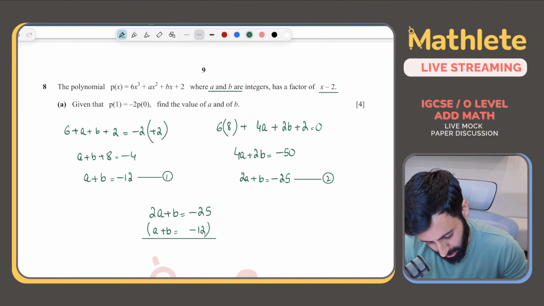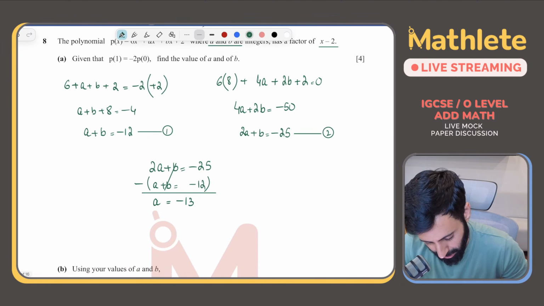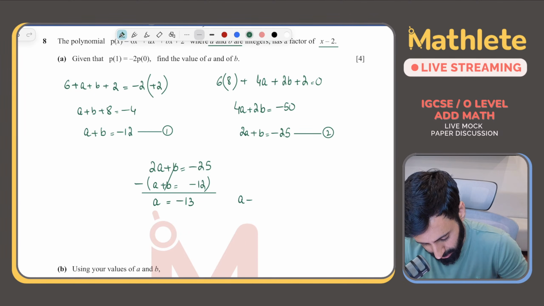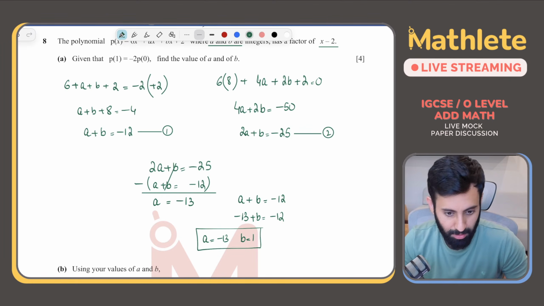Now, if I subtract the two, what happens next? 2a minus a is equal to a. b minus b gets eliminated, not by coincidence, but by design. Minus 25 minus minus 12, what's that going to be equal to? That's going to be equal to 13 with a minus sign. And what about b? a plus b equals -12. So that means -13 plus b equals -12, which means b equals 1. Okay? So a equals -13 and b equals 1. These are your answers. Okay?